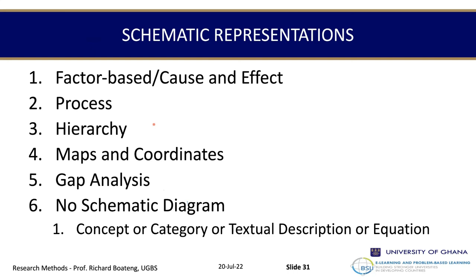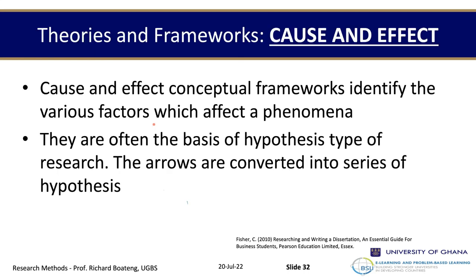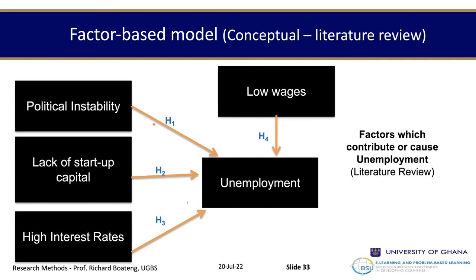Some of them are cause and effect representation, process, hierarchy, maps and coordinates, gap, and no schematic diagram. Cause and effect is what we call the factor-based model, a group of factors coming out to an outcome. All you see here are independent variables: political instability, low wages, lack of startup capital, interest rates. They're all going to what we call unemployment. Unemployment is a dependent variable, so it depends on all of these ones. And it's coming from the literature review. So it's called a factor-based model, factors pointing to an outcome.